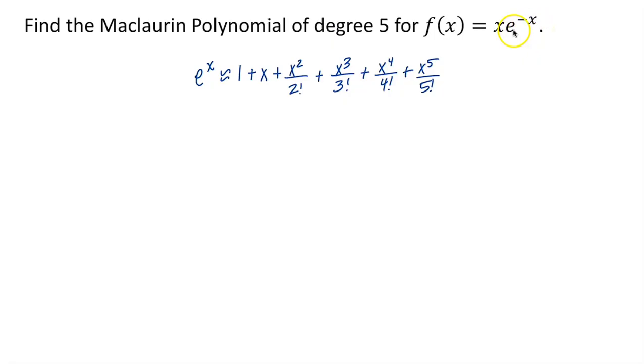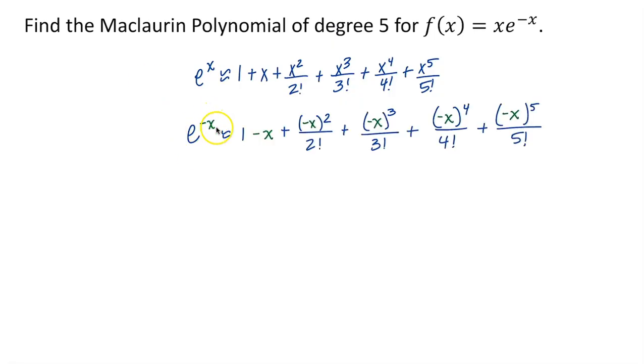So we're going to do this in phases. First, we're going to replace the x here with a negative x. So what that's going to leave me with is e to the negative x, where negative x is going to replace each x up here. So 1 minus x plus negative x squared over 2 factorial plus negative x quantity cubed over 3 factorial, negative x all raised to the 4th, negative x all raised to the 5th.